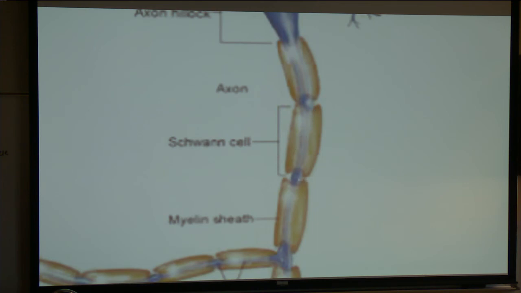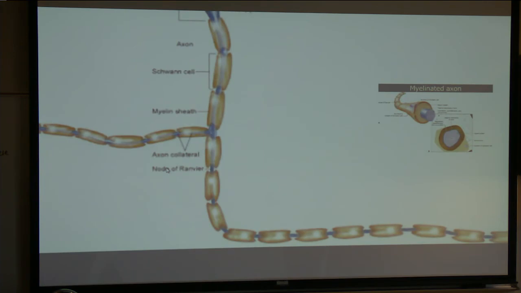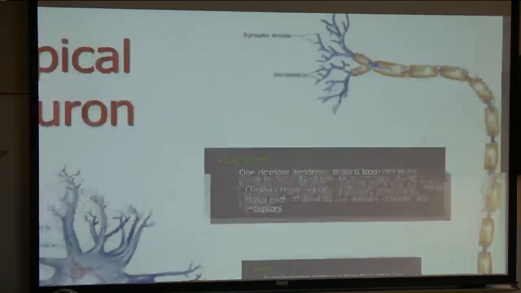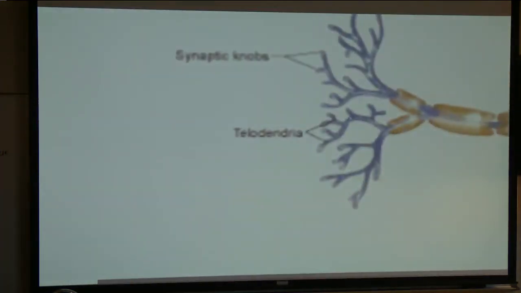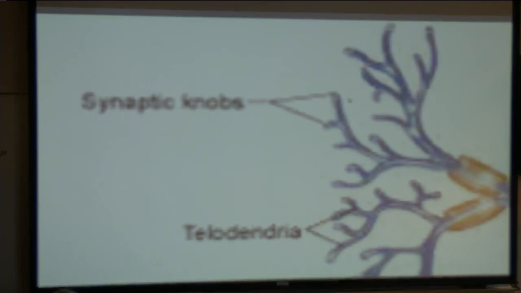These are your little nodes right here, little node of Ranvier. So the information just kind of jumps these nodes. And here we go, it's labeled node of Ranvier right here. And if we go all the way to the end, you can see all the little telodendria. And then if we go to the most distal end, like the little tips, those are what looks like the doorknobs, and those are referred to as the synaptic knobs.